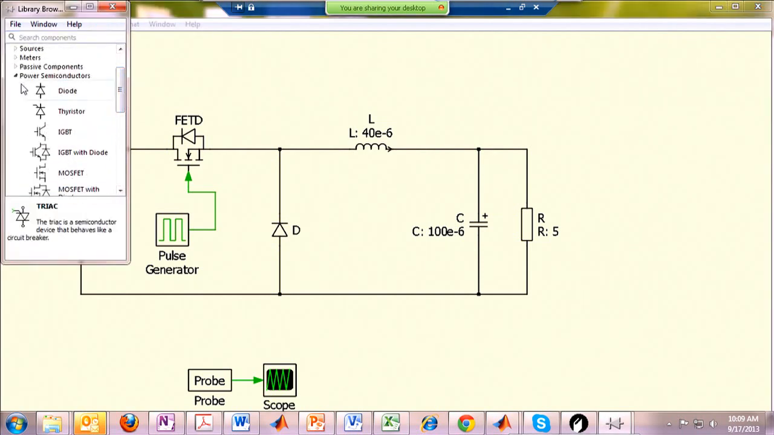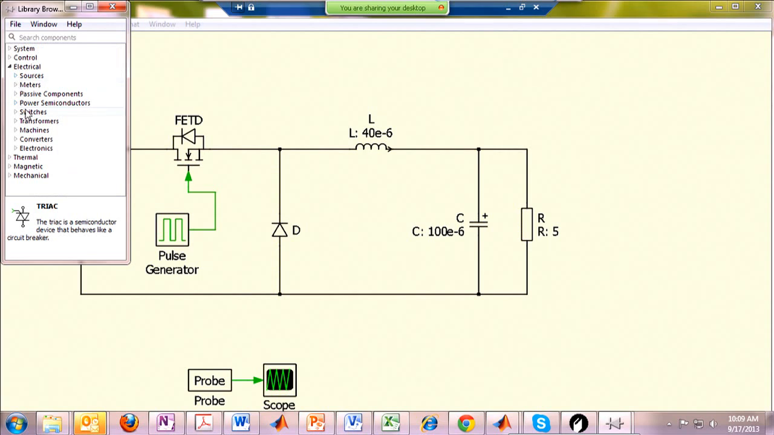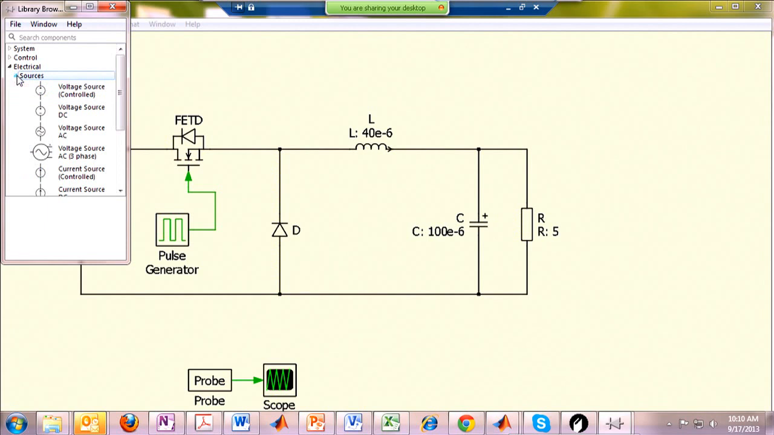So this is the category under which all the power semiconductors appear. Then you can look at the sources, and there are lots of sources, like I'm using this one. What if you have an AC source, controlled source, current source, voltage source? All of these sources are actually listed here. You can just use them.